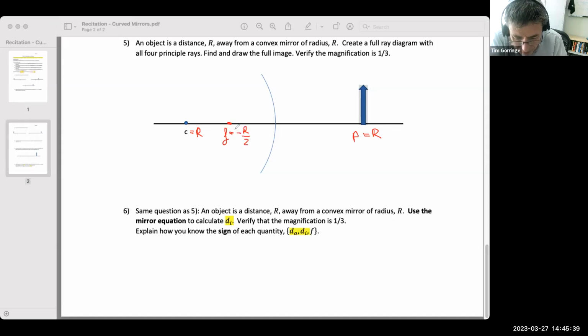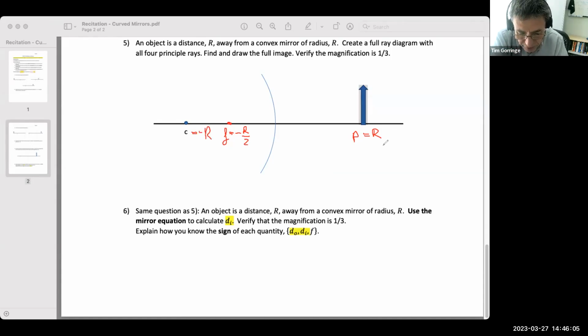Because we're behind the mirror, this focal length is negative. And also, because I'm behind the mirror, although I'm not going to use it in this calculation, this radius of curvature is also negative. So I should indicate that this is negative r.